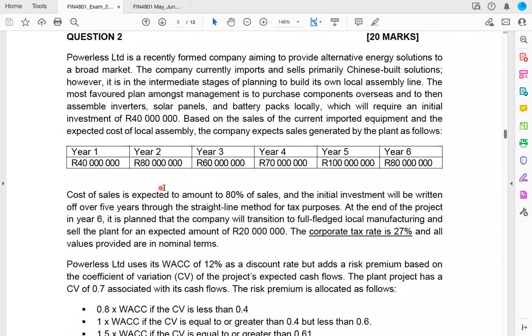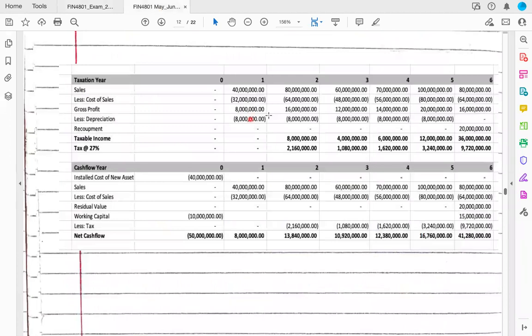So here, you won't always be given the same information. Information will change from question to question. So you have to read carefully how you calculate your cost of sales. In my case, I took my sales, then I multiplied each of my sales by 80% to get the cost of sales. And then I subtracted to give me my gross profit.